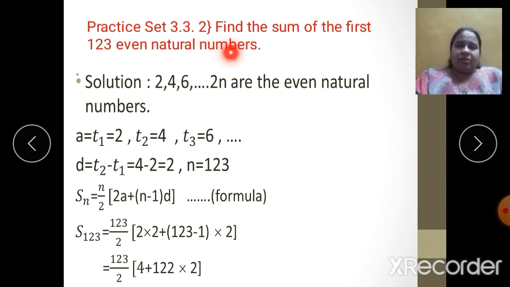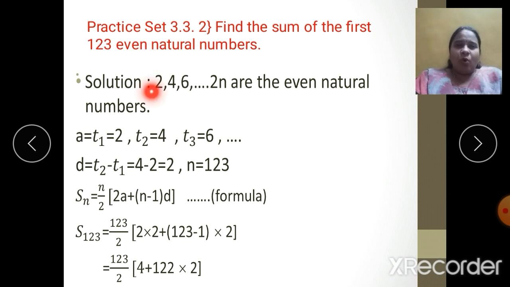Here, this part, even natural numbers. You know what even numbers are? 2, 4, 6 and so on. Even numbers could also be minus 2, minus 4, minus 6, but since they have specified even natural numbers, I am restricting to positive values. So 2, 4, 6. Then what should be the last term? The last term is written as 2n instead of n. Why? Because it is an even number.